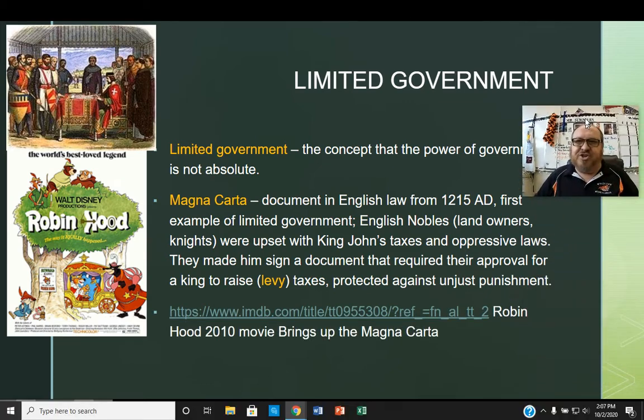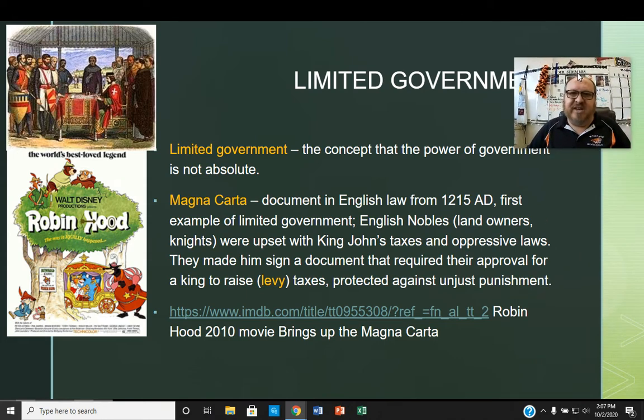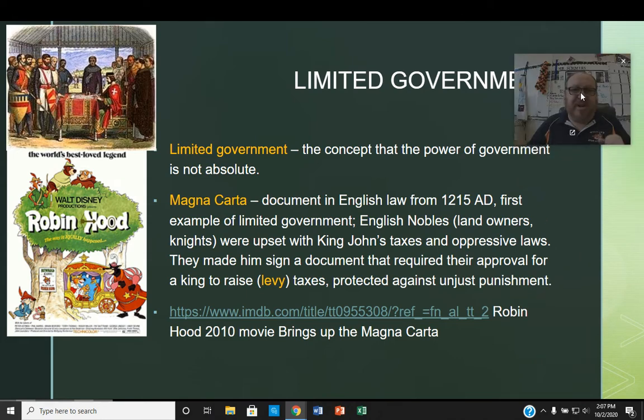There is a newer version of Robin Hood. It was done in 2010 that does bring up the Magna Carta. There's a link to it there in IMDb if you want to look at it, or just Google 2010 Robin Hood movie.